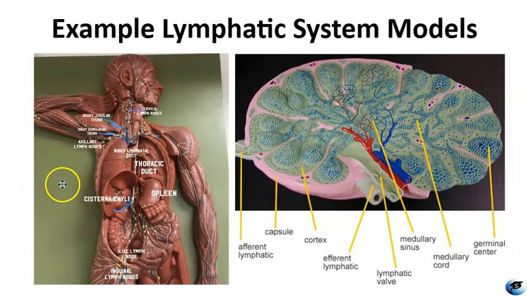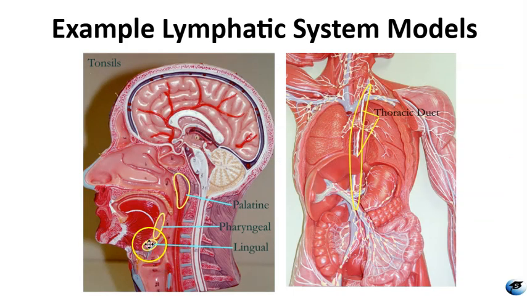So here you have an anatomical model that has the lymph nodes and spleen, cisterna chyli, thoracic duct, the cervical lymph nodes, axillary lymph nodes. These are all labeled here. Then you have the afferent lymphatic, the capsule, the cortex, the efferent lymphatic, the lymphatic valve. You can see here, there's another one here, but it's not labeled. Medullary sinus, these capillaries here, medullary cord, and then the germinal center. This is a model here that is showing the 3 tonsils that we discussed here. And then another model here is showing the thoracic duct.